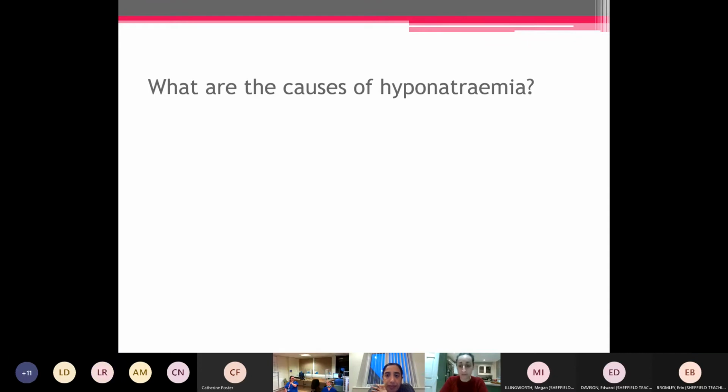PPIs. Yep. SSRIs. Yep. Can't think of any more. No, that's good. So PPIs, antidepressants, diuretics commonly, anti-epileptics, and there's a couple more, but they're the most common ones. Any more causes?